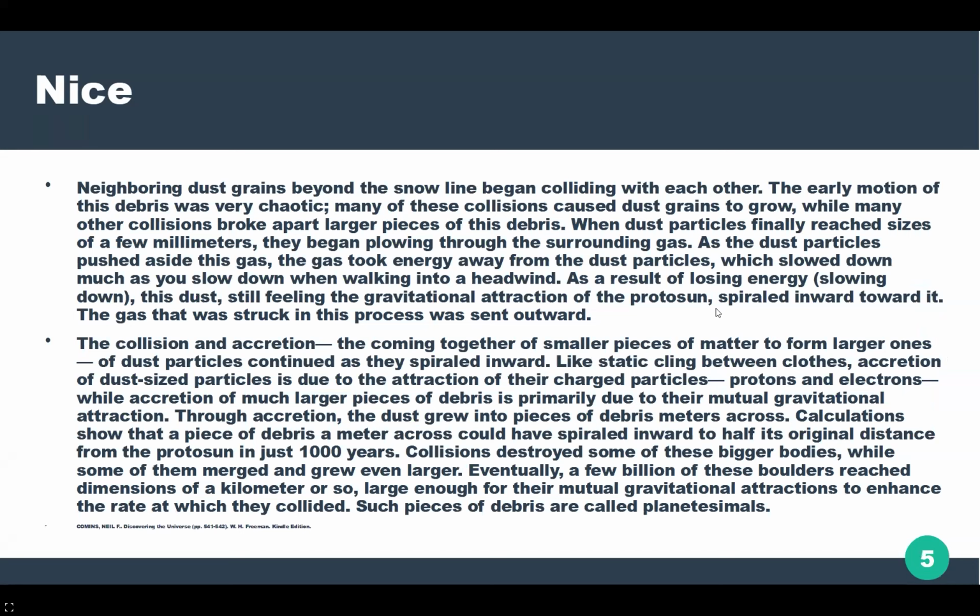Collisions destroyed some of these bigger bodies, while some of them merged and grew even larger. Eventually, a few billion of these boulders reached dimensions of a kilometer or so, large enough for their mutual gravitational attractions to enhance the rate at which they collided. Such pieces of debris are called planetesimals.